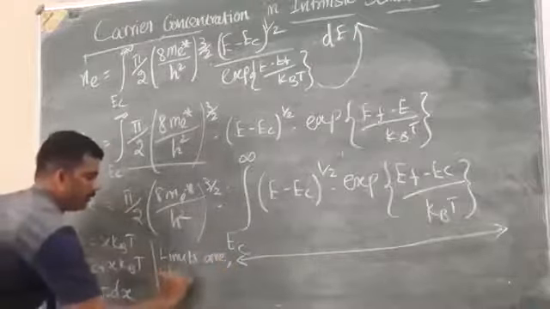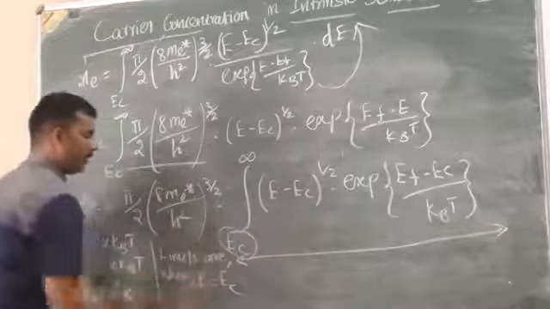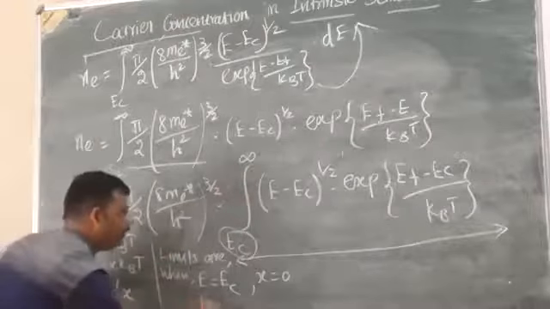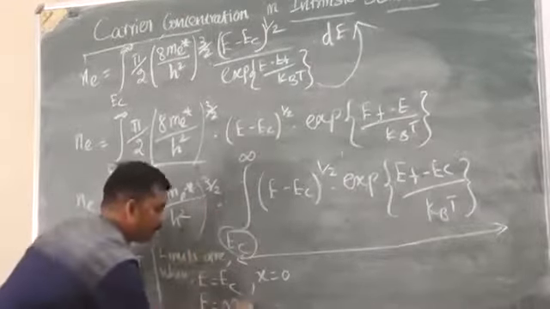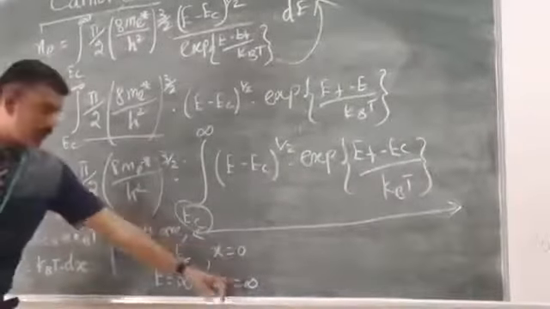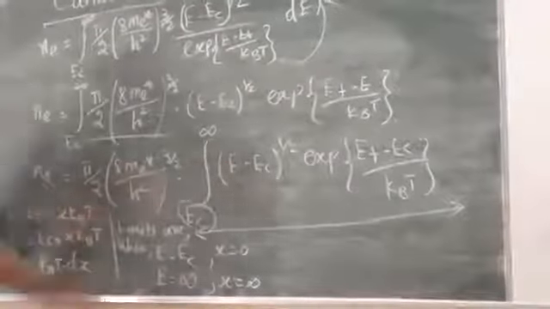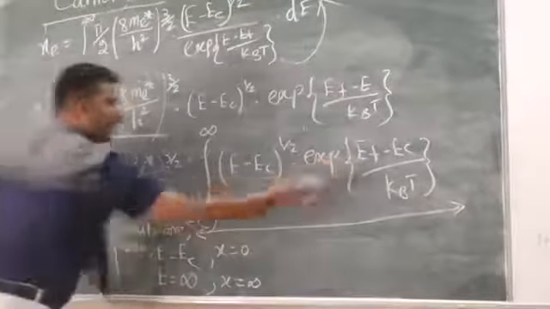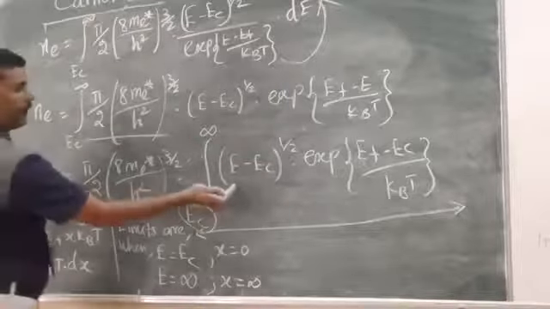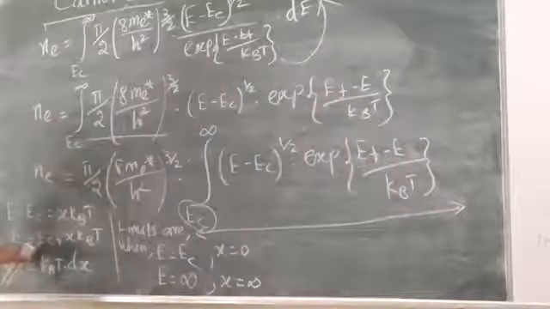when E equals Ec, put x equal to 0. When E equals infinity, put x equal to infinity. So the limits are 0 to infinity. So instead of E minus Ec, put x kBT. Wherever E appears, instead of E, put Ec plus x kBT.